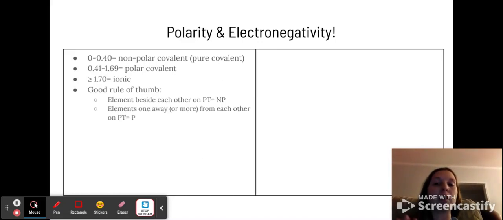And then elements that are at least one away from each other or more on the periodic table will be polar. The further they are away, the more polar they get until it becomes ionic. So the distance on the periodic table increases polarity. So you can think here, nitrogen and fluorine, oxygen is in between those, they would have a polar bond.